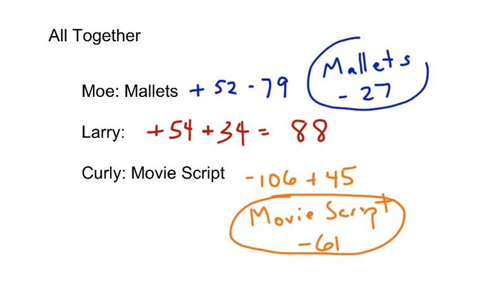So Curly got the movie script, it cost him $61. Mo got the mallets, it cost him $27. And Larry got $88. And if you look, the $61 that Curly had to pay and the $27 that Mo had to pay is the money that Larry received. Keep in mind there's a lot of steps here, but no one step is really that hard. Just be patient and stay organized, and you'll do fine with these.